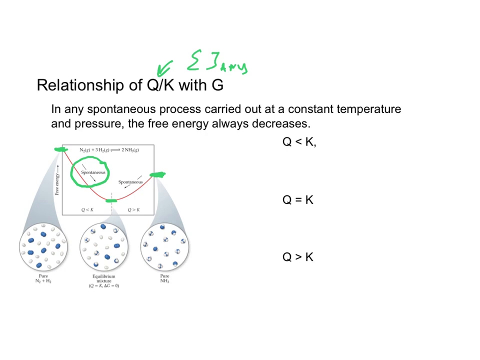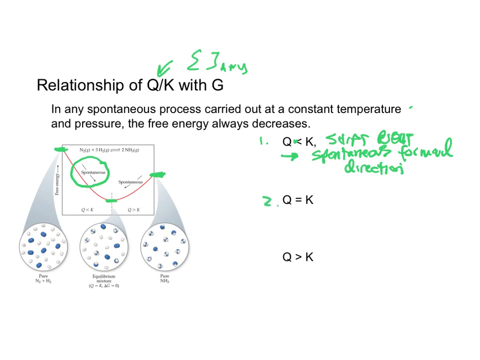Well, think about the first item we have here. Q is less than K. Back in chapter 15, we would draw an arrow that would take us to what the shift would be. We would say shift to the right. And what they say in this section is, it is spontaneous in the forward direction. You already know about the right shift. All you're adding to your vocabulary is spontaneous in the forward direction.